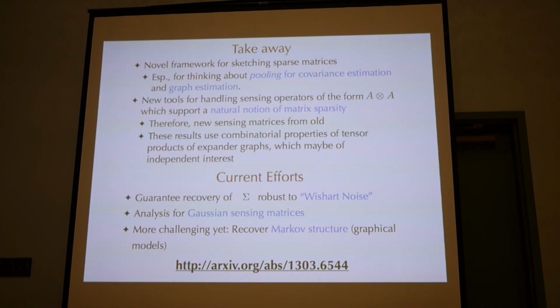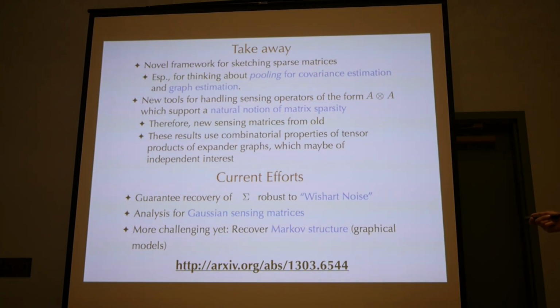The current efforts are, like I said, how do you make sigma robust to Wishart noise? What that means is that if you really have a sample covariance matrix, then the noise can be considered to be Wishart, and the goal is to quantify what happens there: what's the sample complexity, what does n need to be. We suspect that there's something non-trivial going on there.